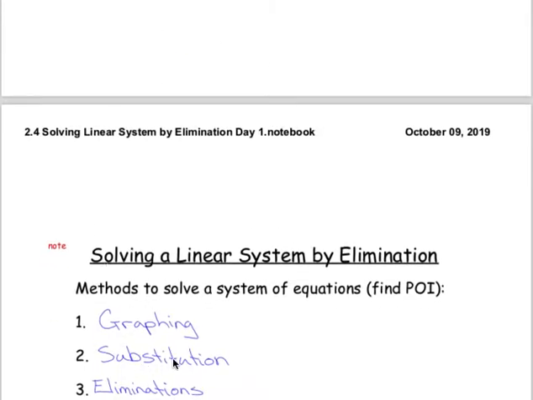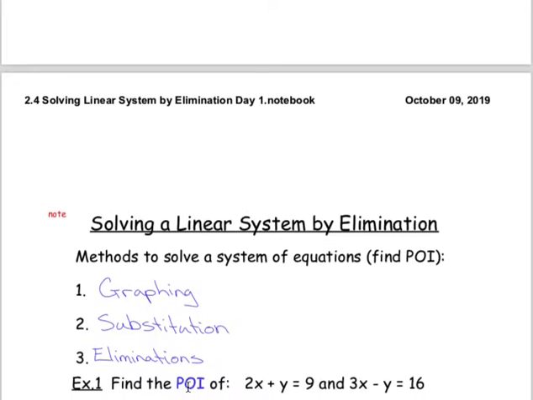Okay, so we've currently looked at graphing, substitution, and now we're on elimination, okay? So we're going to do an example together. This is in your notes, so I would recommend following along with it. We're going to try to find the point of intersection of 2x plus y equals 9 and 3x minus y equals 16. The first thing we're going to do when it comes to elimination is stack them on top of each other.